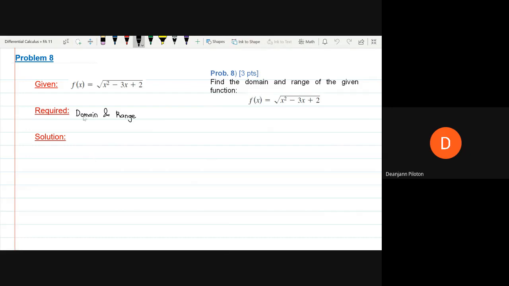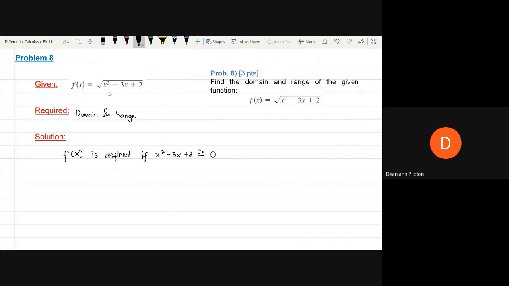Okay, so the required area is to solve for the domain and range of this given function. Our function has a square root. So take note, class, that our function f of x is defined, which means its answer is a real value, if the expression inside the square root, x squared minus 3x plus 2, is greater than or equal to 0. If the x you substitute makes the inside of the radical symbol positive or equal to 0, that is okay. Then the result of your f of x is still a real number.